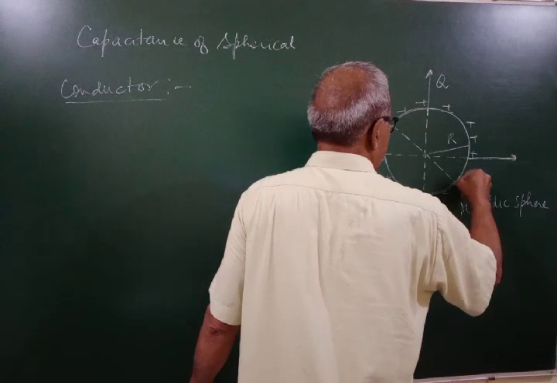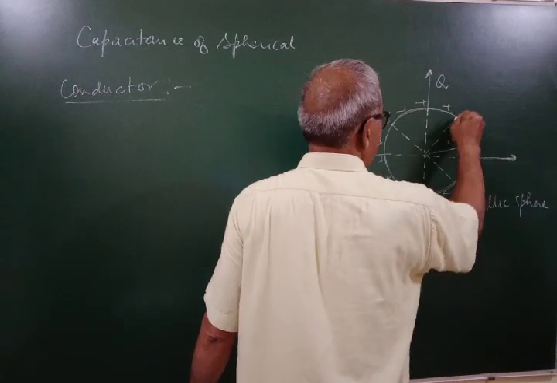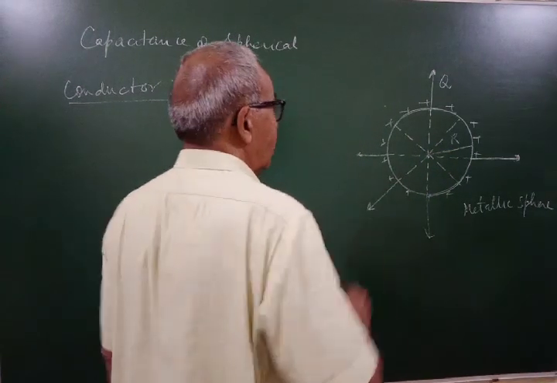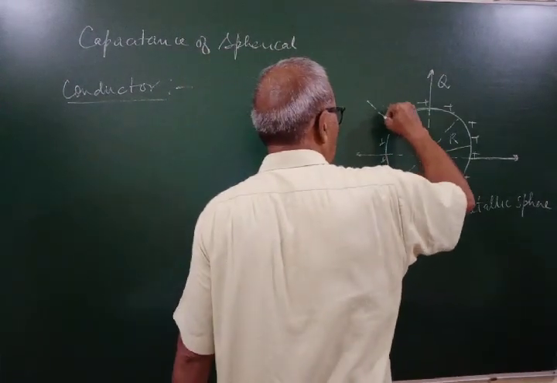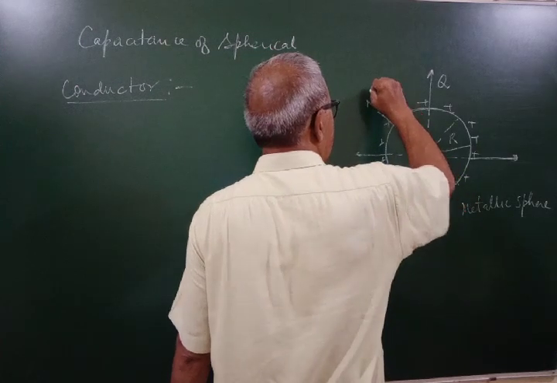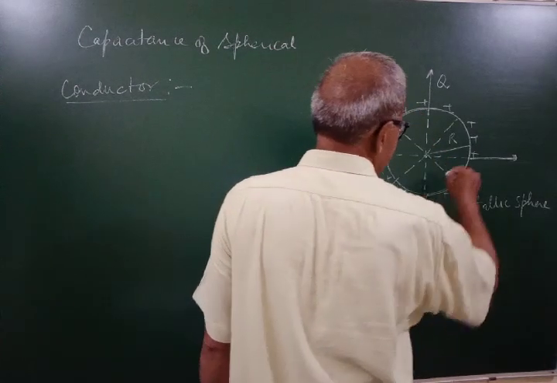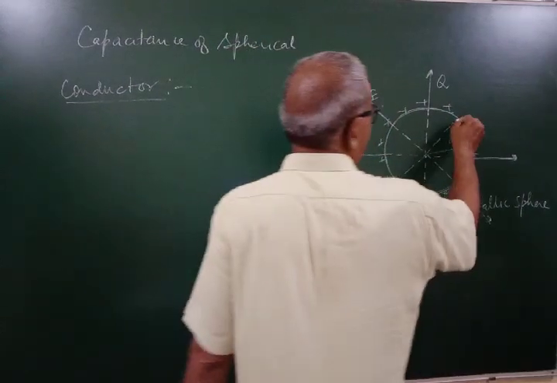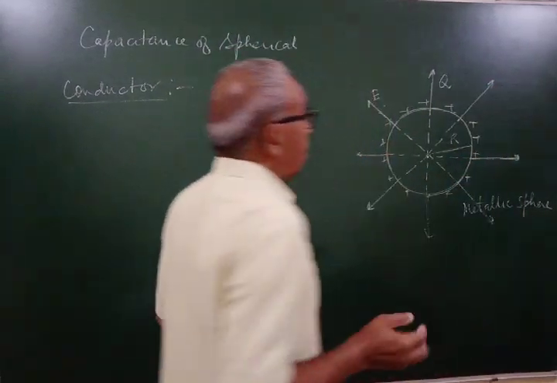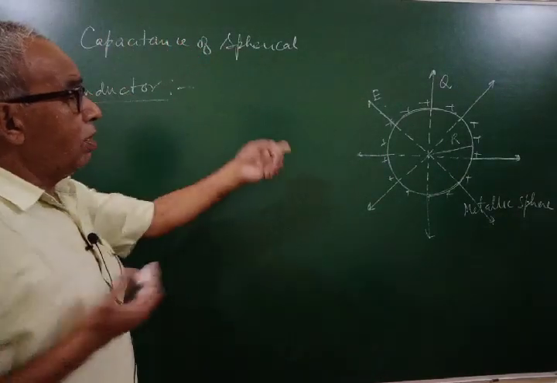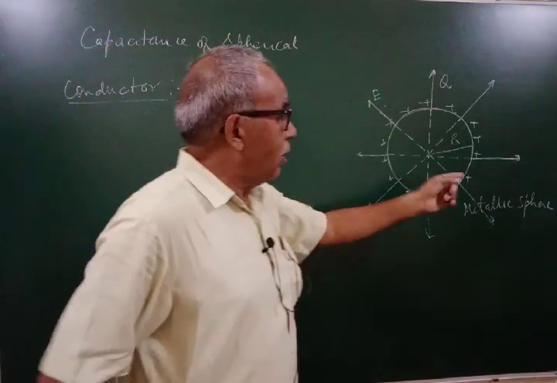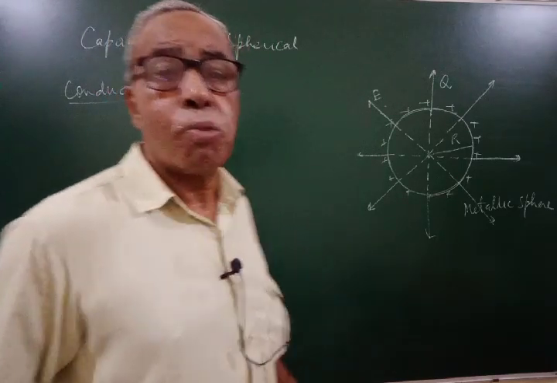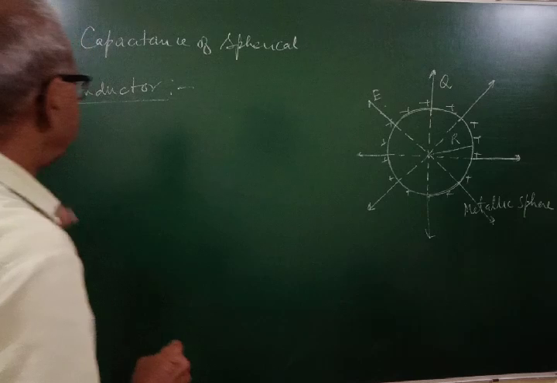Please try to understand what I say. These dotted lines indicate that the electric field inside the conductor is 0. Outside it is there. So the pattern of field lines will be like this. In the figure, a metallic sphere of radius R is given charge Q. Is that clear?